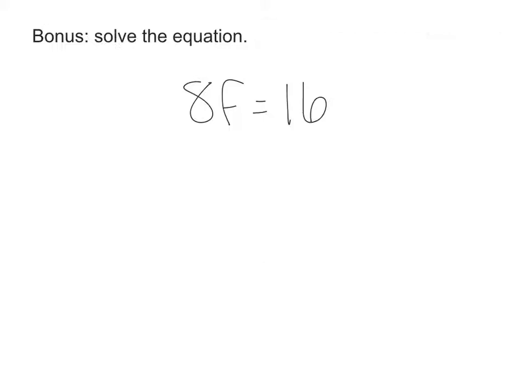All right, and the basics, I just have one bonus problem for you to solve. 8F equals 16. Solve the equation. This is just a review, practice, not an inequality. It's from past lessons. Solve this, and then I will check off your work for you. I will give you the answer when I'm going around checking your work. I'm not going to give it to you in the video.